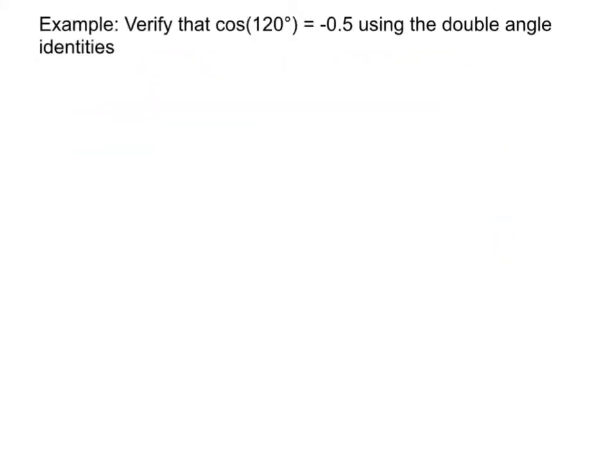So here I'm asking us to verify that the cosine of 120 degrees is negative 0.5 using the double angle identities. So they want us to show something about the cosine of 120 degrees. The key here is to recognize that 120 degrees is basically 60 degrees times 2. And fortunately, 60 degrees is an angle that we know a lot about. It's one of our unit circle values. Turns out 120 degrees is also, but whatever, we'll leave that out.